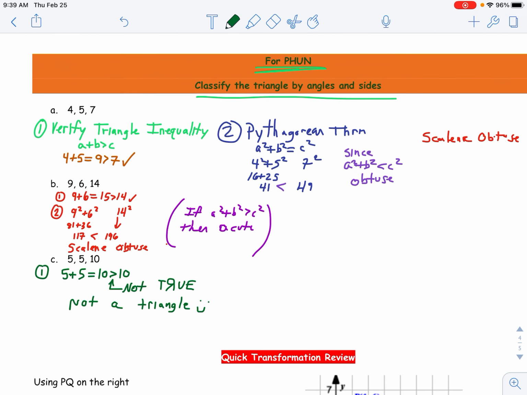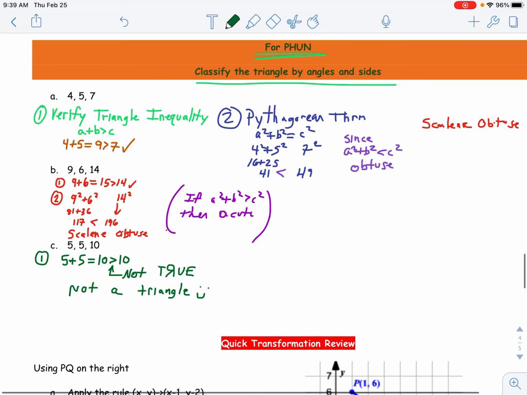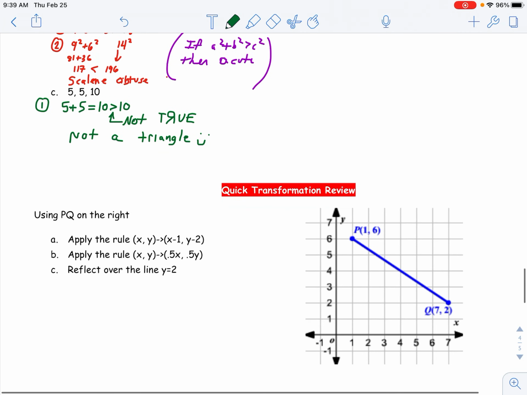All right, so just a quick review of classifying triangles, given 3 side lengths. Without even seeing the actual triangle, you can classify by angles and sides. We saw 2 obtuse ones. We kind of reviewed what it looked like for acute. If Pythagorean theorem works, it is a right triangle. And then you just classify it by sides by looking at the sides themselves. And then we're going to do a quick transformation review.